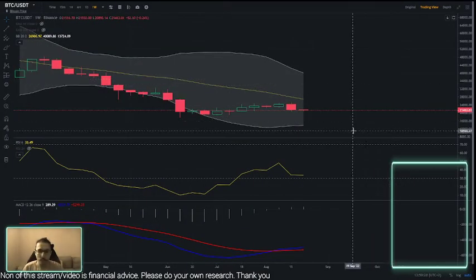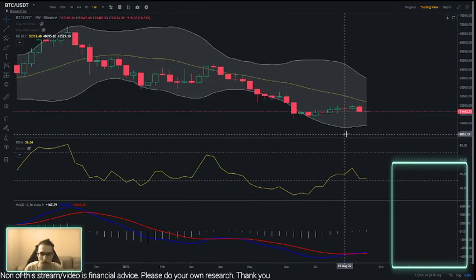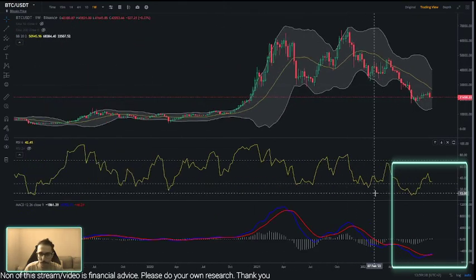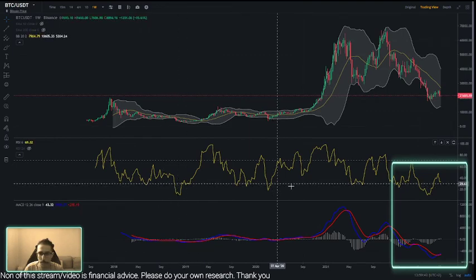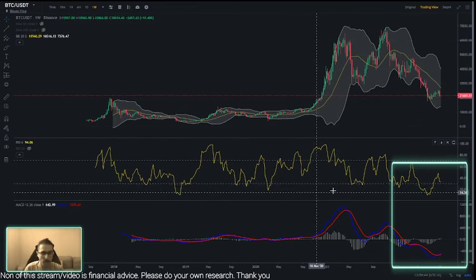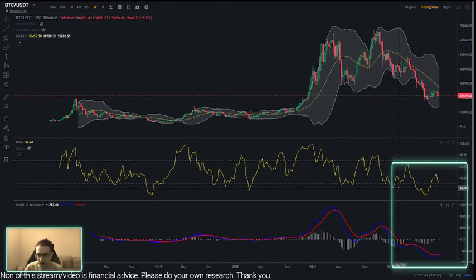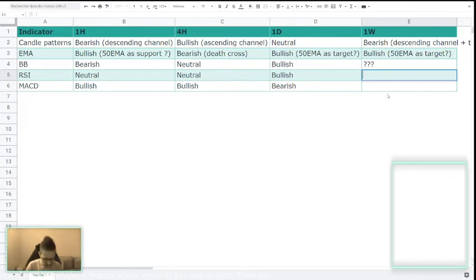Now RSI indicators, pretty neutral, 33 point something, still pretty low. We have been in the lows for weeks and weeks, which is the first time this happens for Bitcoin. So this is something new that's happening, which is still in a descending triangle. So I'm just going to go neutral, but pretty much not a good sign, I guess.